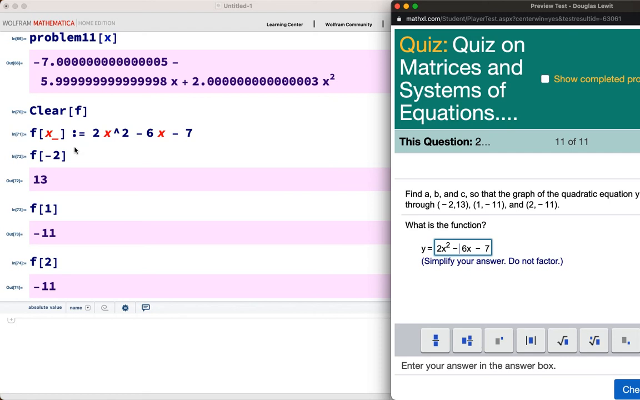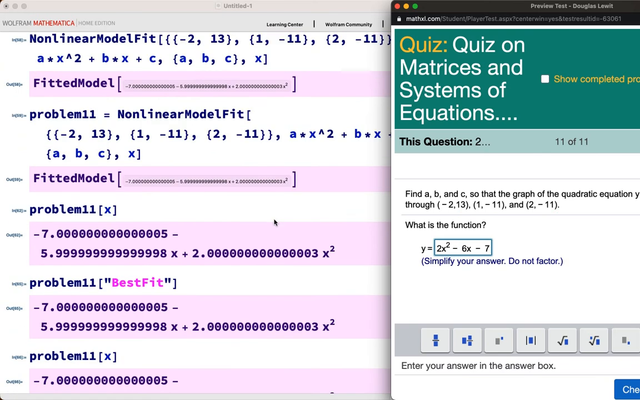Because if we define our function, f of x is equal to 2x squared minus 6x minus 7, we just plug in the x values and we can see that we get the right y values, right? So f of negative 2 gives me 13. F of 1 gives me negative 11. F of 2 gives me negative 11. So this problem was a little bit of a headache. I probably entered something incorrectly into my matrix, and that's why it didn't work. But like I said, if you have an issue, you have the function NonlinearModelFit in Mathematica, and that does help you out tremendously.